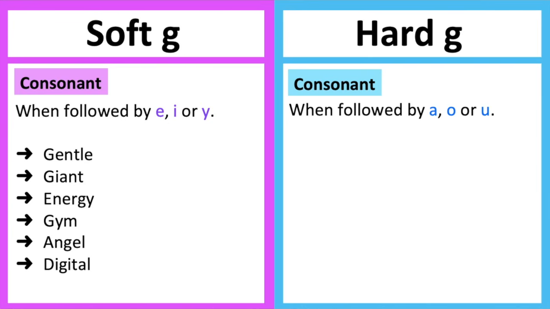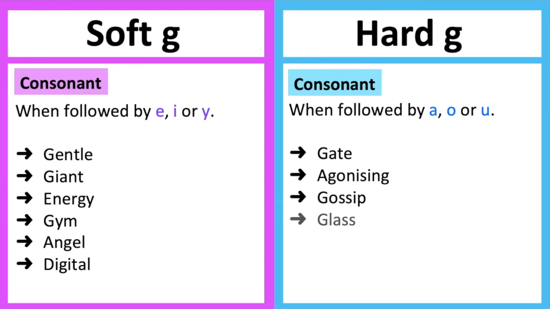For example, gate, agonizing, gossip, glass, angle, gum. Also, if the letter G comes at the end of the word, then it will make the hard G sound. For example, big, hug.